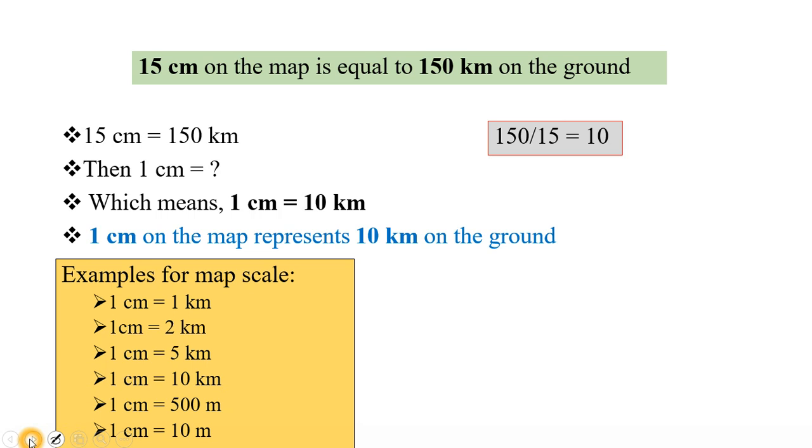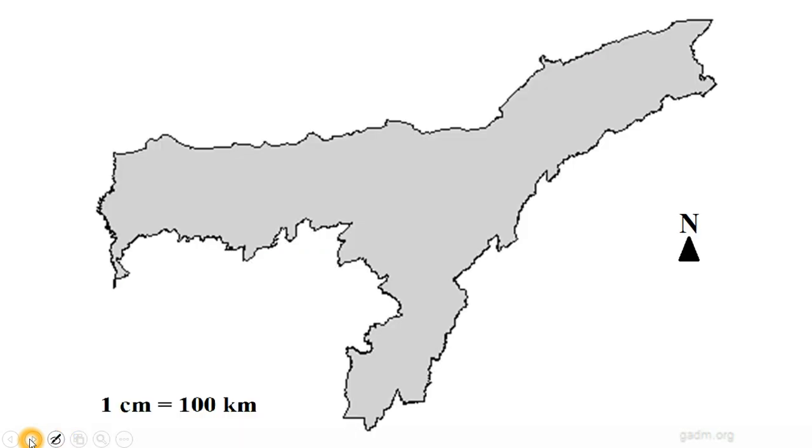Now using map scale you can easily find out the distance between any places. Here there is an example. Here is a map of one of the states of India, Assam, and the map scale is given at the bottom left side. 1 centimeter is equal to 100 kilometers. That means 1 centimeter on the map represents 100 kilometers. Now using map scale you can find out the distance. Suppose we take 2 points. We have one point here and another point here.